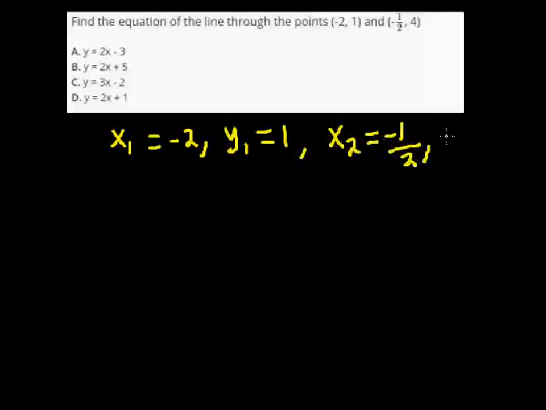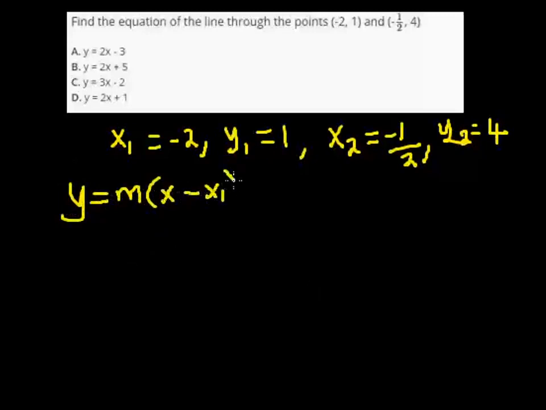And y2 is 4. So we can use the point-slope method, right? y equals m times (x minus x1), then plus y1. Now the problem is this: we have our point x1 and y1, but we don't have our slope.